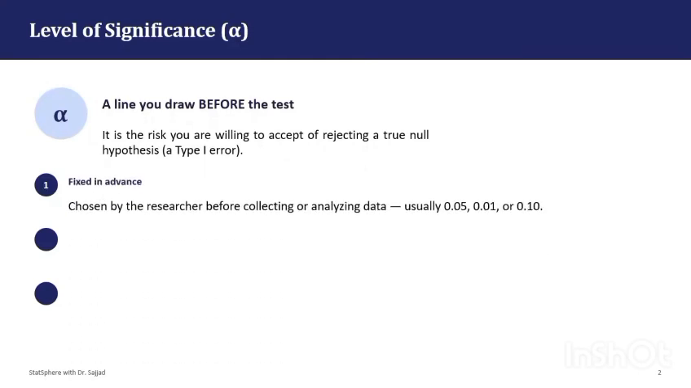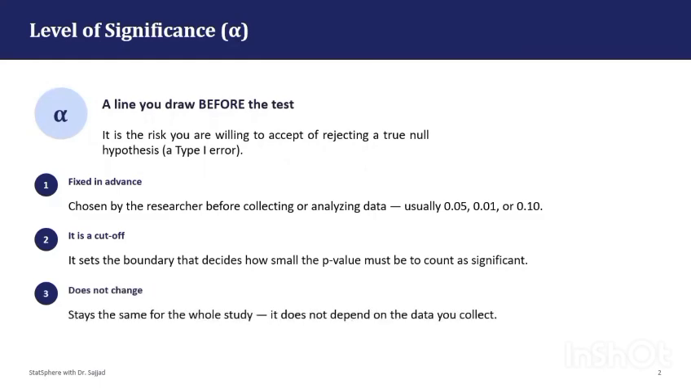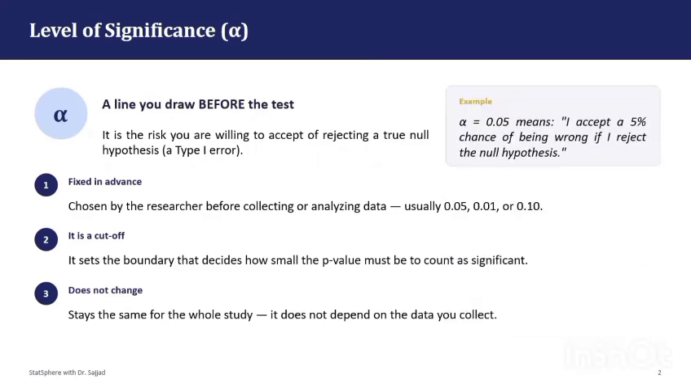This value is chosen by the researcher in advance, usually set at 0.05, 0.01, or 0.10, and it acts as a cutoff. It decides how small the p-value must be for us to call a result significant. And importantly, it does not change during the study. For example, if we set alpha equal to 0.05, we are saying, I accept a 5% chance of being wrong if I reject the null hypothesis.